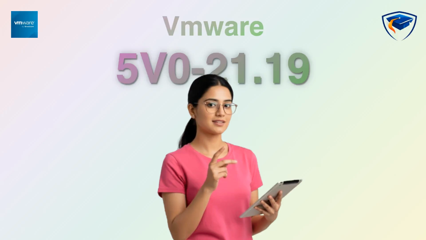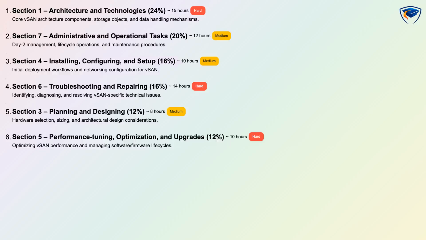Welcome to the Exam Sales VMware vSAN 6.7 Specialist Exam 2019 Study Guide. This video will cover the exam syllabus, highlighting the key topics and domains you need to focus on. By the end of this video, you'll have a clear understanding of what to expect from the exam and how to prepare. The VMware vSAN 6.7 Specialist Exam 2019 consists of 6 domains, each covering a specific aspect of vSAN.